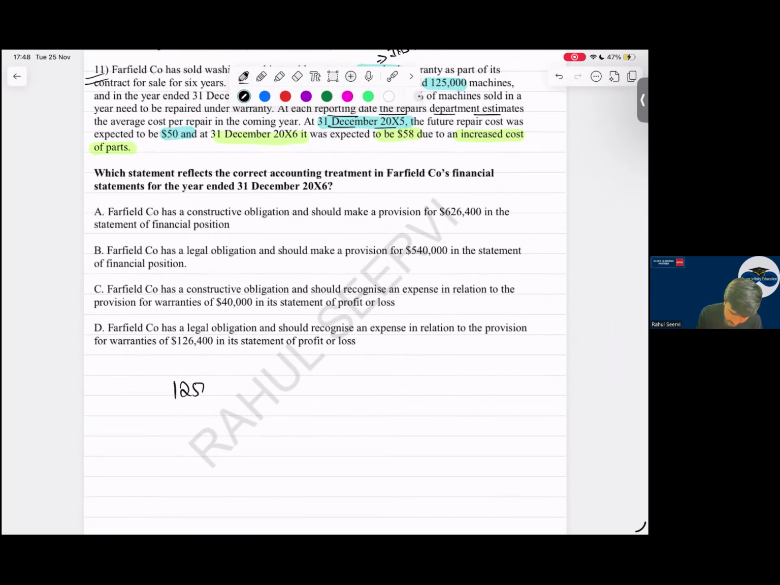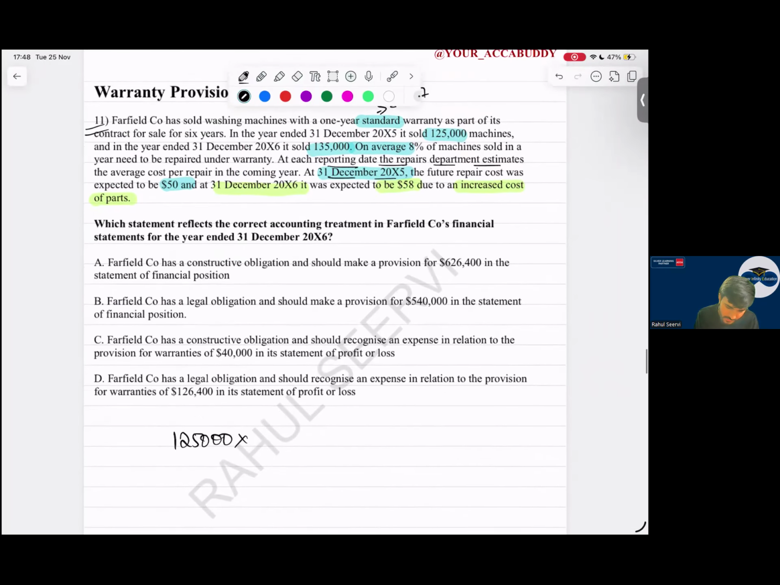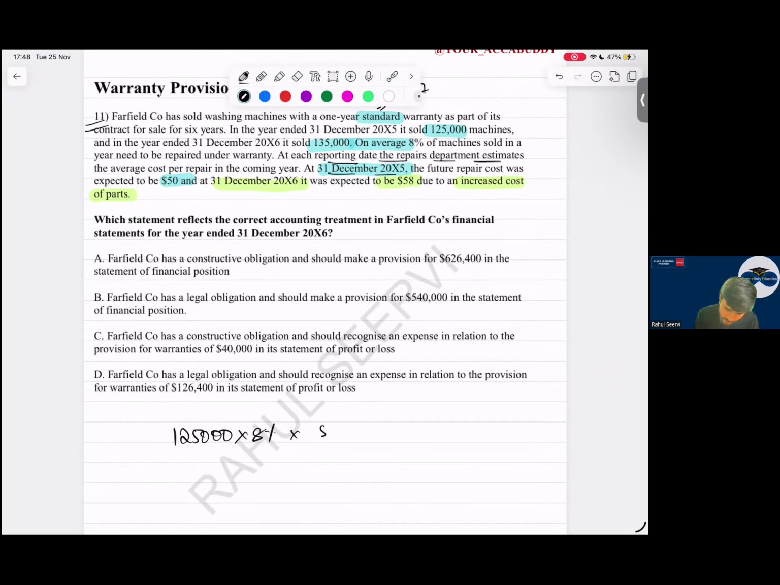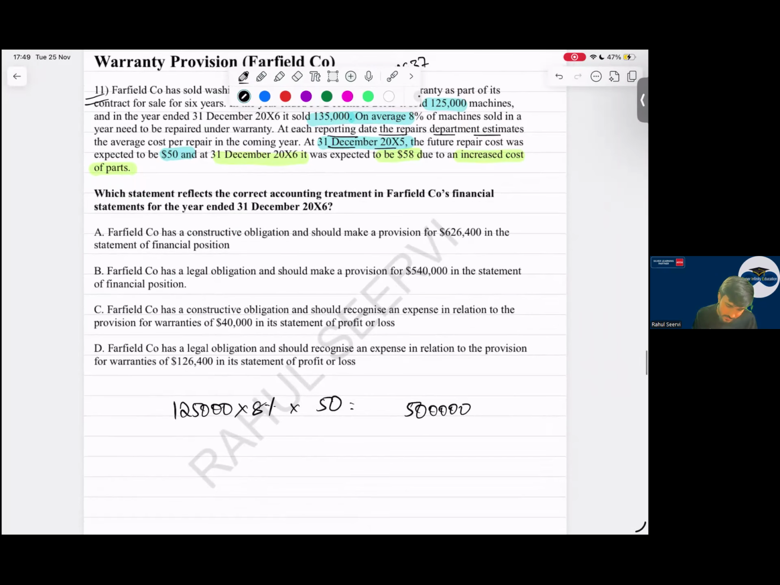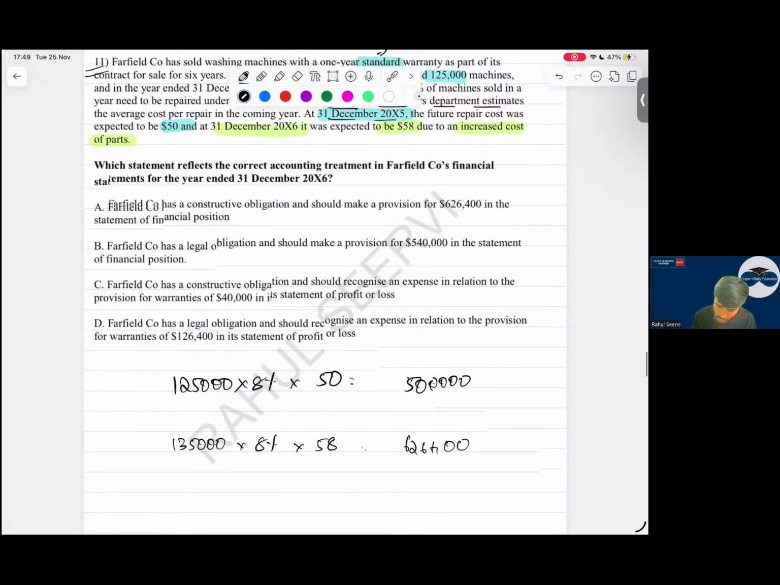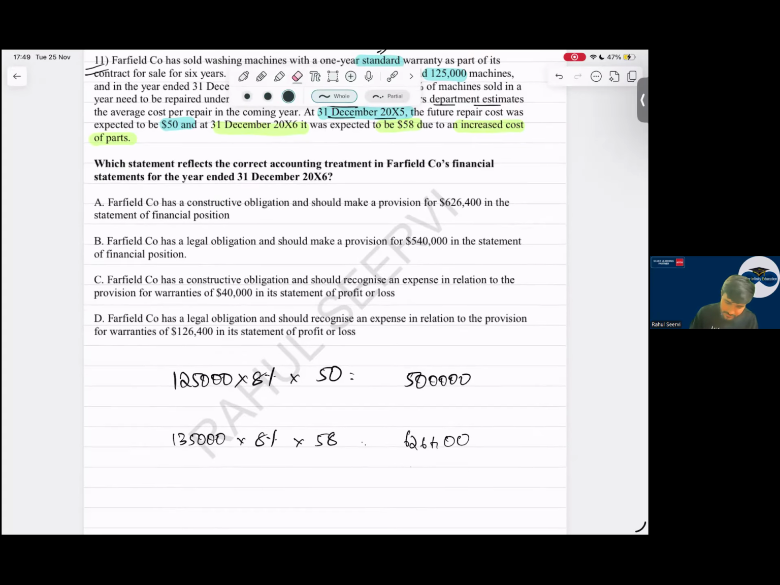So 125,000 into 1 year provision into 8 percent, into what is the cost? 50, sir. How much is this? Okay, the provision amount here was 50,000. But at the end of the next year, the provision will change, yes or no? So 135,000 into 8 percent into 58. How much is this? 626,400. Okay, sir. This is the provision at 31st December 2006, and that was at 31st December 2005.